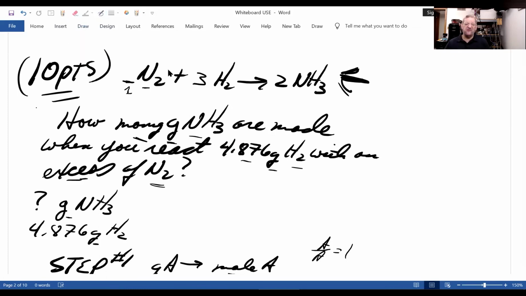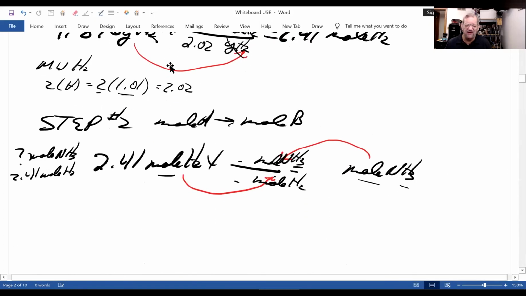Now it's balanced. Shh, don't tell anybody I made a mistake today. All right, for every 3 moles of hydrogen, I make 2 moles of ammonia. And that's where I come down here.